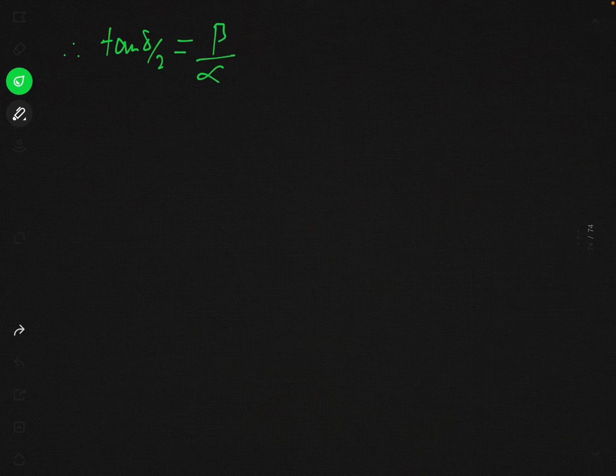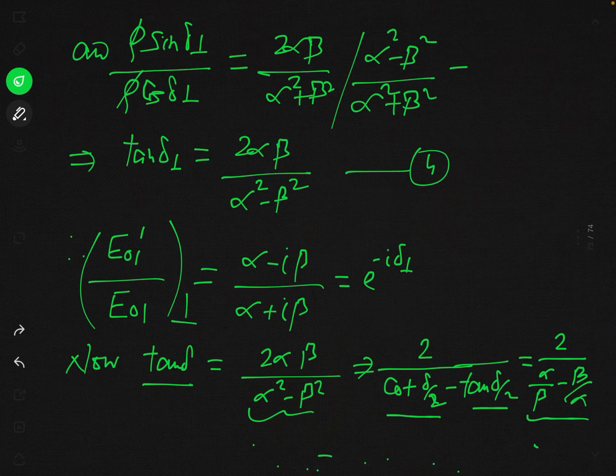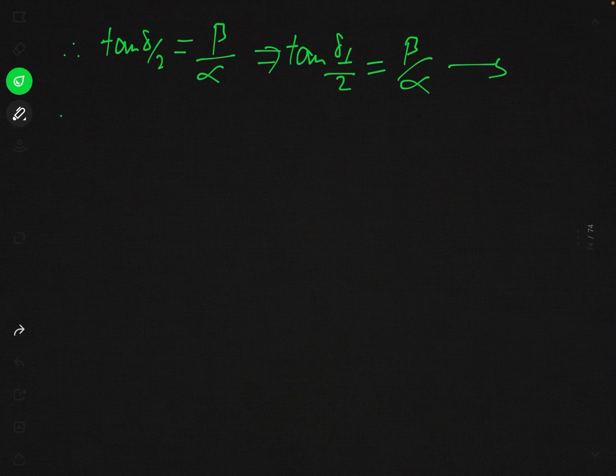So from here we can see that tan delta by 2 is equal to beta by alpha. But here I have used the symbol delta perpendicular, so we can say that tan delta perpendicular by 2 is equal to beta by alpha, and this is in fact equation number 5. So all the unknown quantities which I have assumed here have been calculated.